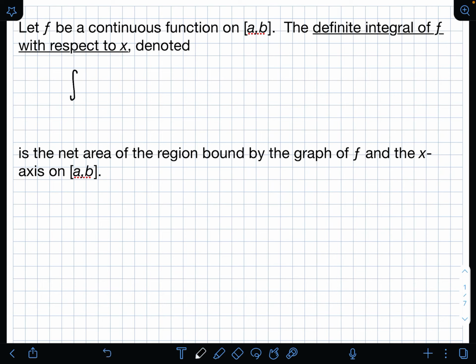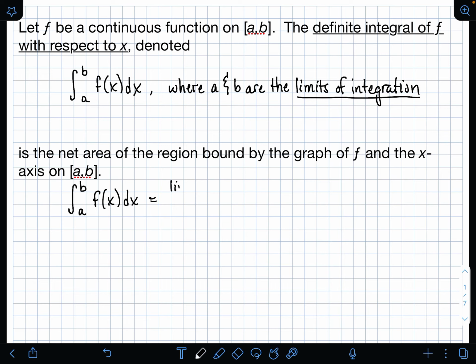Now, the definite integral is defined as the net area of the region bound by the graph of f and the x-axis on the interval from a to b. This is, or should be, a familiar statement from the Riemann sum lesson. It's actually exactly what the Riemann sum is. The definite integral from a to b of f of x dx is equal to the limit as n approaches infinity of the sum from 1 to n of f of x sub I times delta x.